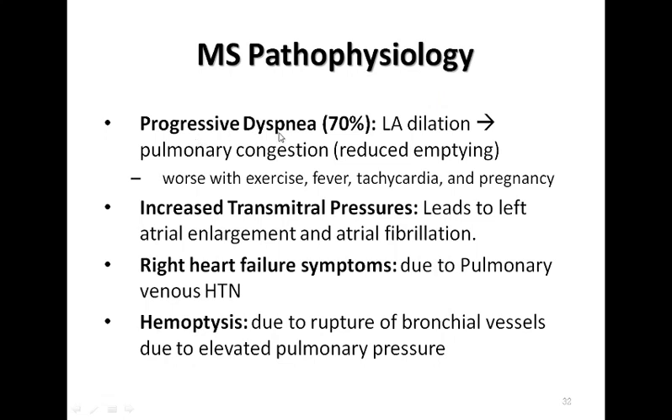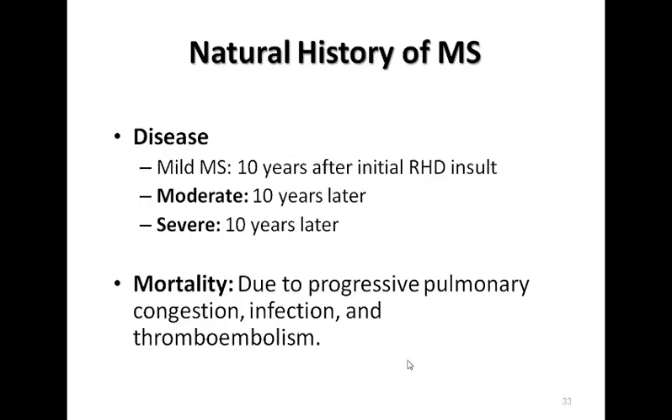Mitral stenosis pathophysiology. Patient can present with progressive dyspnea, about 70% of patients. Why? Left atrial pressure rises when there is a pressure gradient, and as a result of that, back pressure increases, causing pulmonary congestion. And it worsens with exercise, fever, tachycardia, and pregnancy. When there is an increased transmitral pressure, it leads to left atrial enlargement and atrial fibrillation. When the patient has long-standing mitral stenosis, right heart failure symptoms develop due to pulmonary venous hypertension. And patient can present with hemoptysis due to rupture of bronchial vessels due to elevated pulmonary pressure.